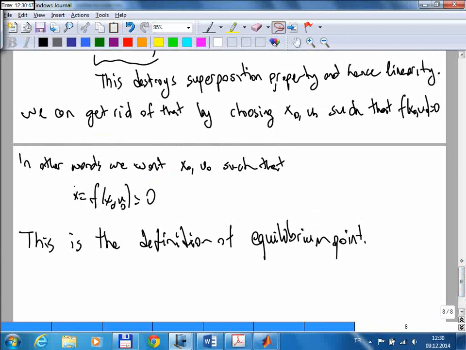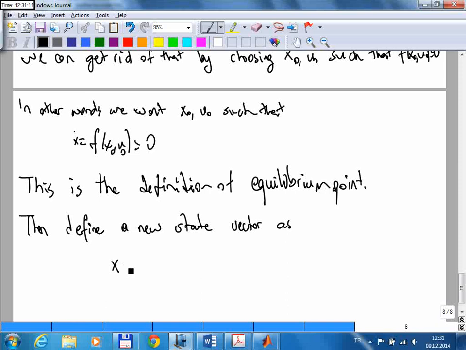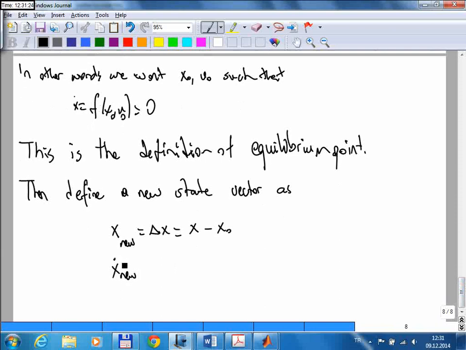So if you choose this base point as an equilibrium point of your system, then define a new state vector as delta x, and the new state vector equation becomes x new dot is equal to delta x dot, and that's equal to x dot minus x0 dot, but this is 0 because it's a fixed point.